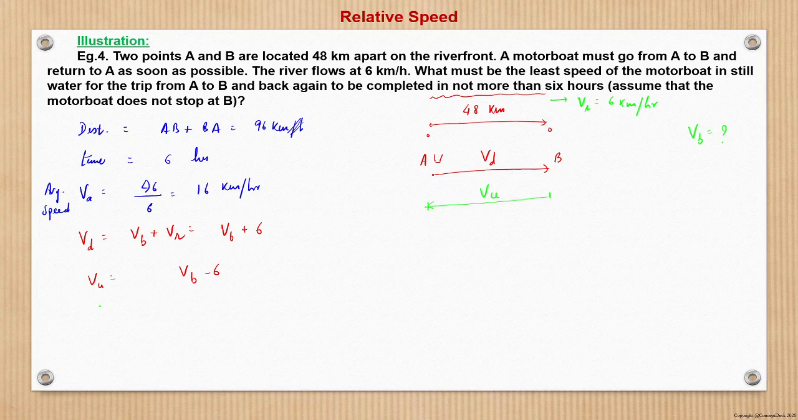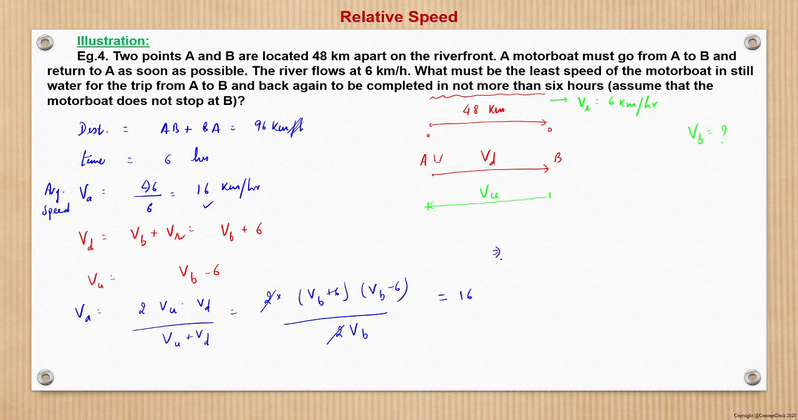In both cases, while going from A to B and while coming back from B to A, the distance being covered is the same. So the average speed VA, that we know, is nothing but 2 into VU into VD upon VU plus VD. This we had seen. So this will be 2 into VB plus 6 into VB minus 6 upon VB plus 6 plus VB minus 6, which will be 2 VB. So 2 gets cancelled out, and this is essentially the same as 16, the average speed. So this is 16 kilometer per hour. So this we will solve here.